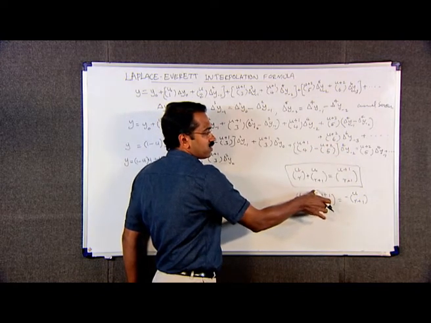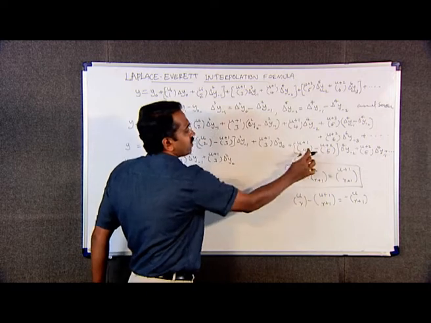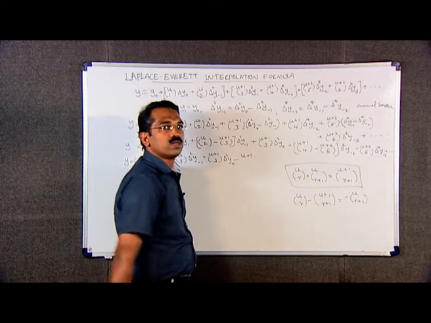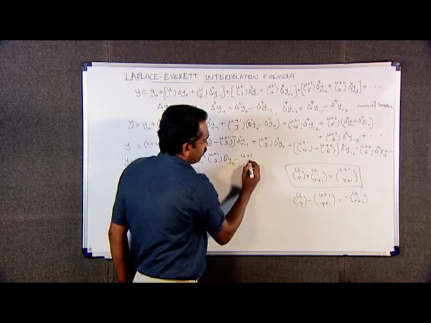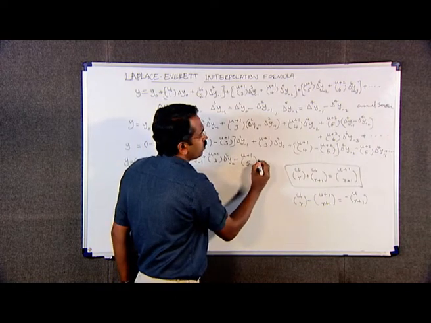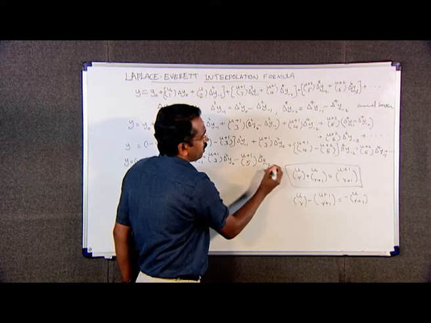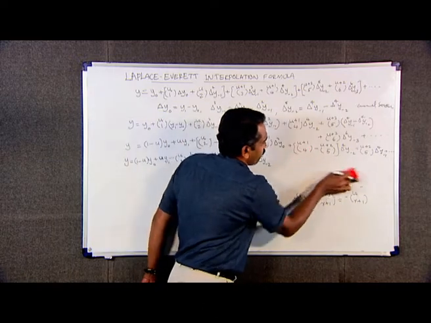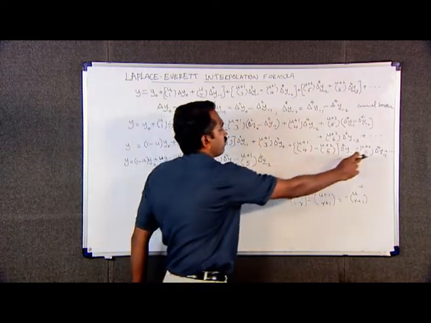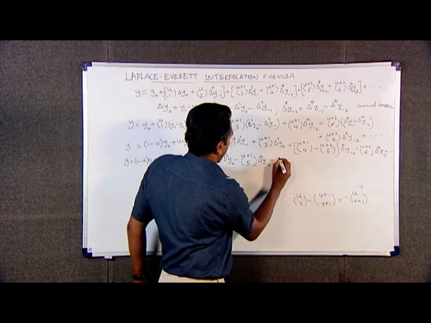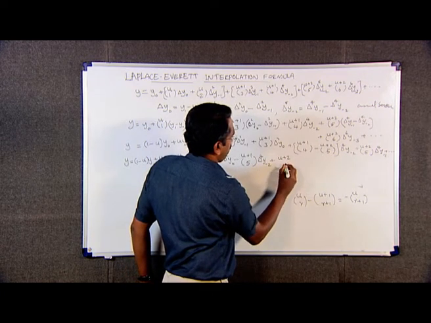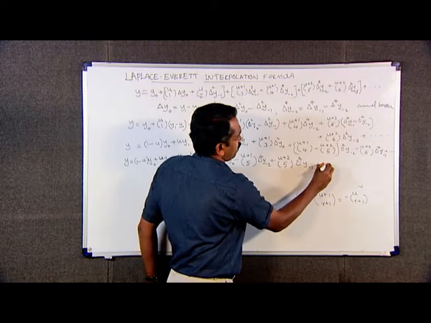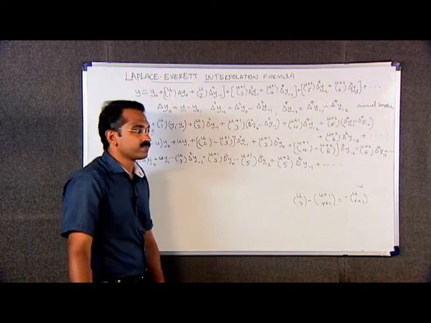By using this result, we can write this difference as negative of (u plus 1) C5 into delta raised to 4 y minus 2 plus (u plus 2) C5 delta raised to 4 y minus 1, plus etc.